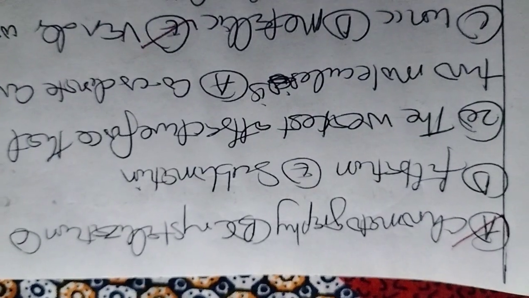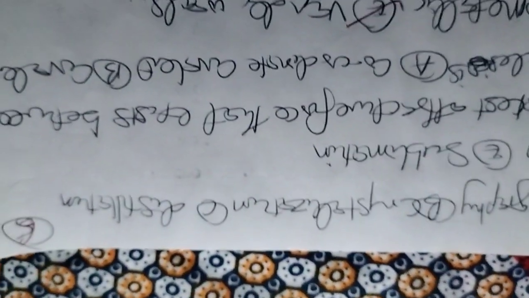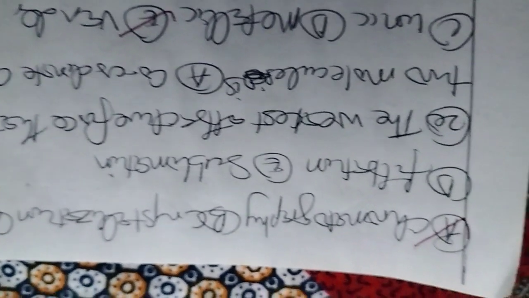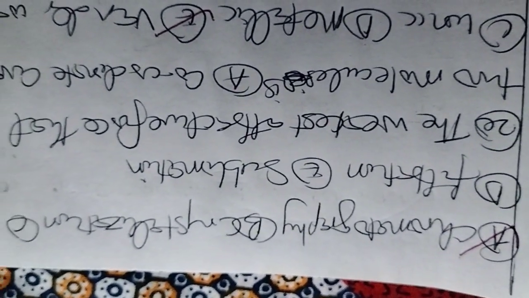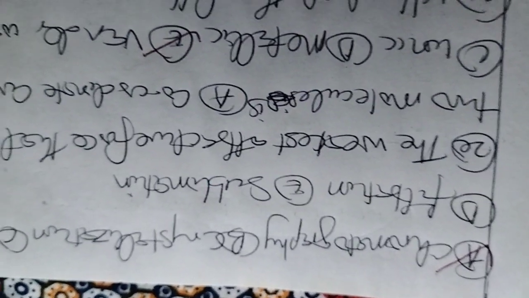So number 19 says the separation technique that can be used to show that chlorophyll pigment is a mixture of different colored chemical compounds is A, chromatography, B, crystallization, C, distillation, D, filtration, and E, sublimation. The answer is A, chromatography. So number 19 is A.